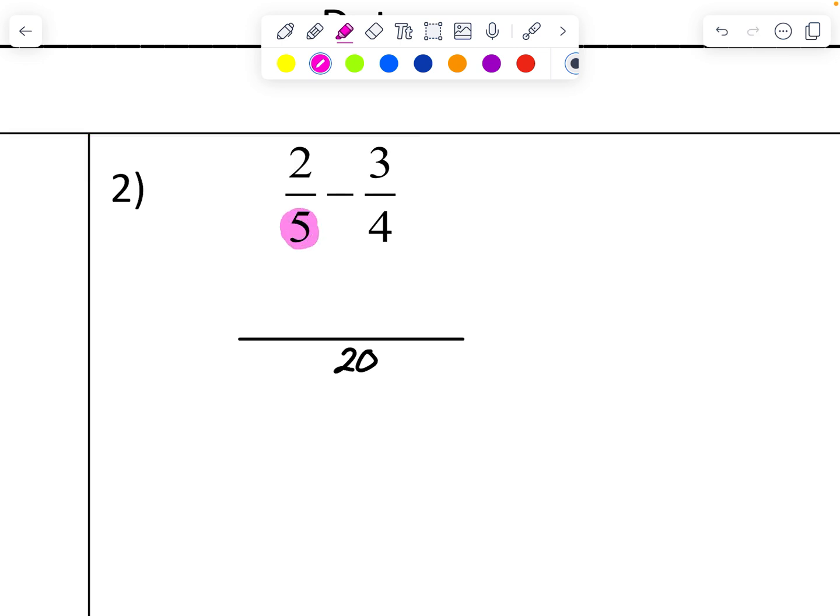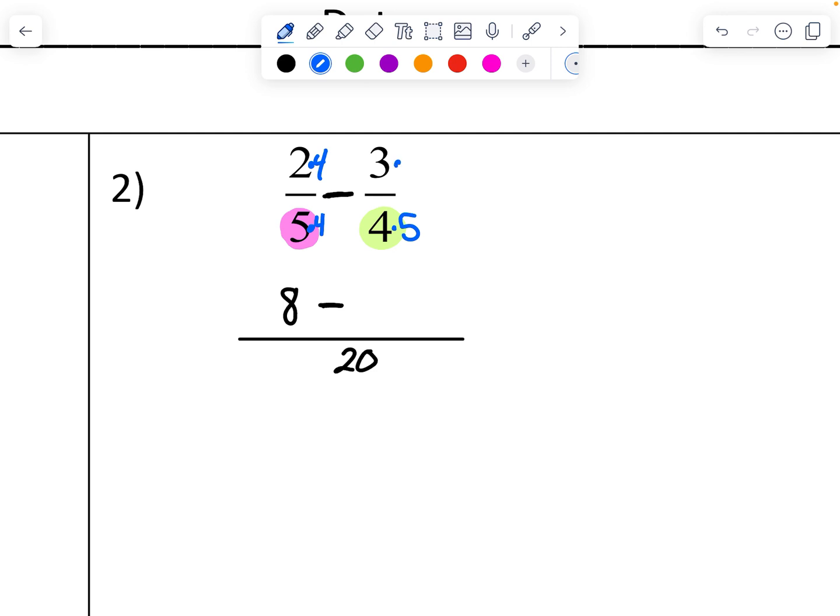It's not 20. What do I have to multiply to make it become 20? I have to multiply it by 4. So if I have to multiply that by 4, I have to multiply this by 4 also. That's going to give me 8 over 20. Then this is a minus sign, so I'm going to put a minus sign. And then the next question I ask myself is, okay, this is supposed to be a 20 also. So if that's supposed to be a 20 also, what do I need to multiply it by? Well, I need to multiply it by 5.